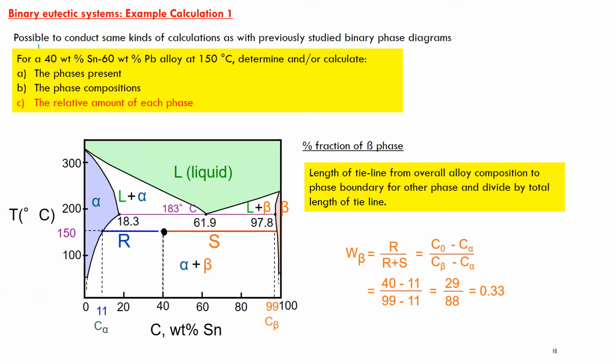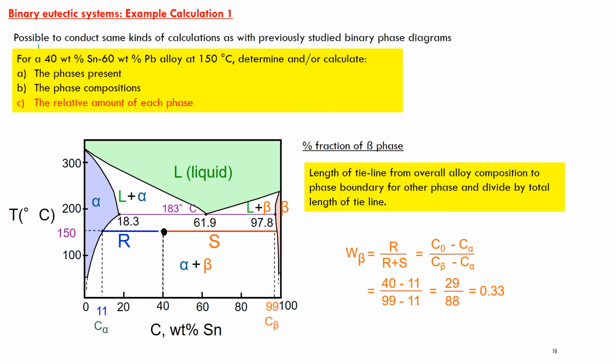And I can do exactly the same for the beta phase. It's exactly the same calculation, but this time I take the length of the tie line from the overall alloy composition, 40, to the phase boundary for the opposite phase, so the alpha phase. So that now becomes 40 minus 11 divided by 99 minus 11, which gives me a percentage fraction of beta phase of 0.33 or 33%.